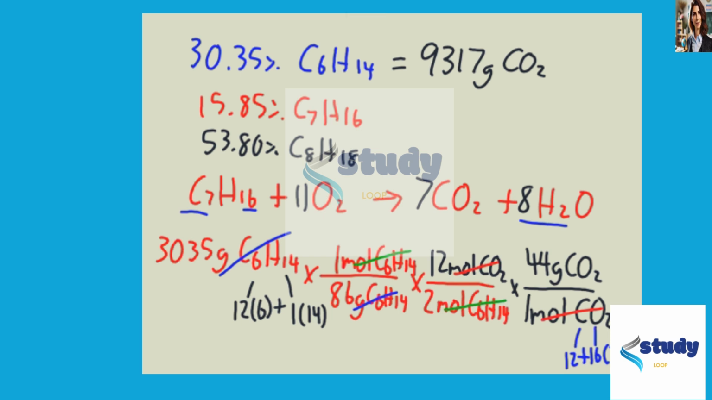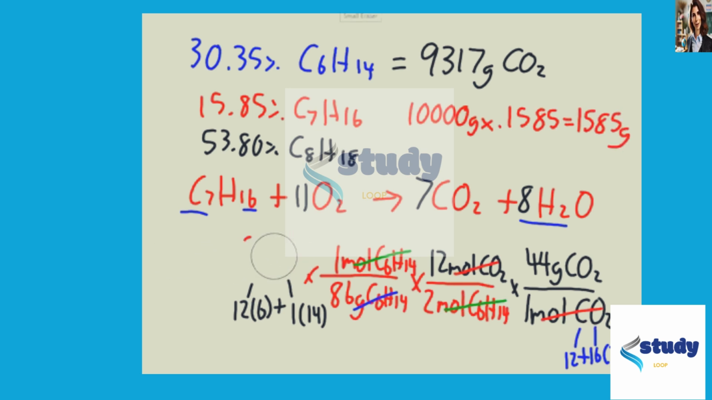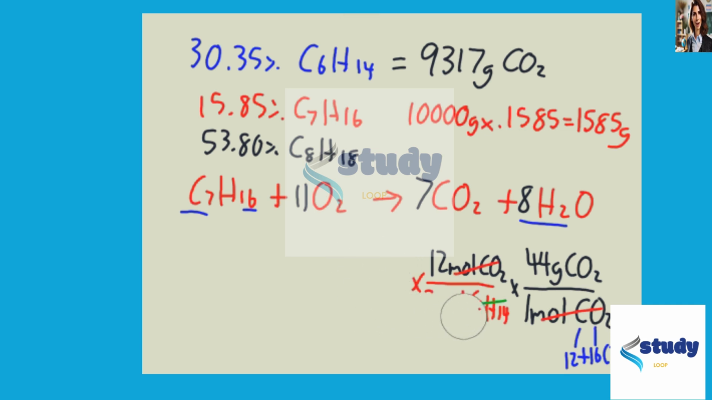Now, like before, we have our 10,000 grams converted from the 10 kilograms of fuel, but 15.85% of it is this heptane. So again, we'll take our 10,000 grams times 0.1585, and that will equal 1,585 grams of heptane. So let's lose this part of our equation, and start over with our new one.